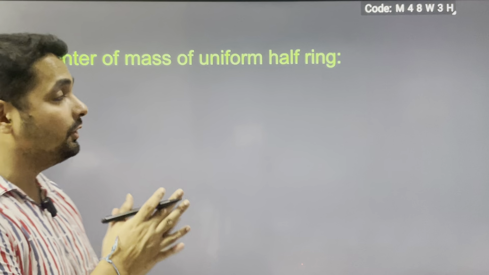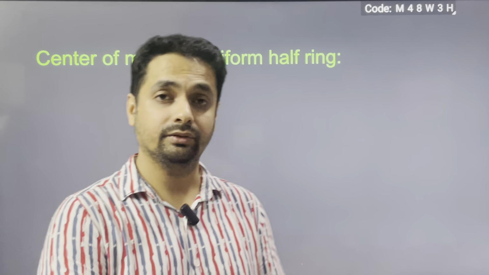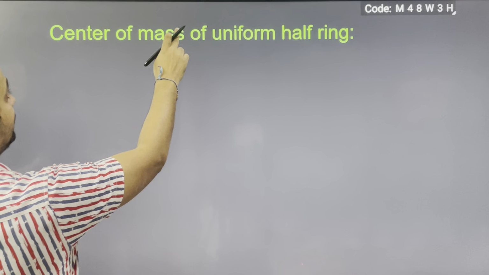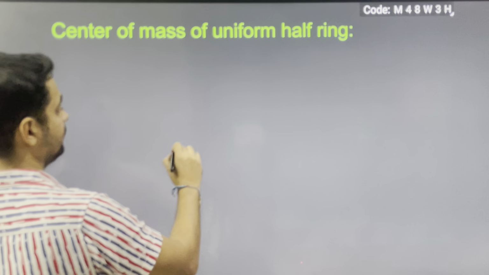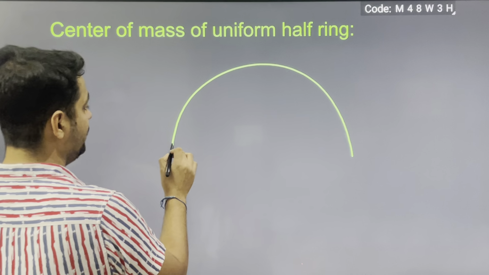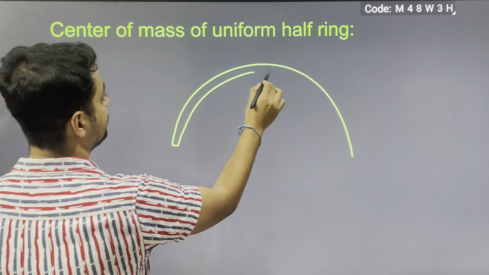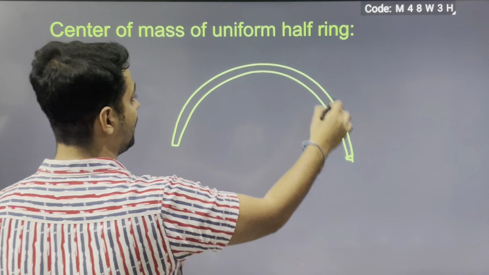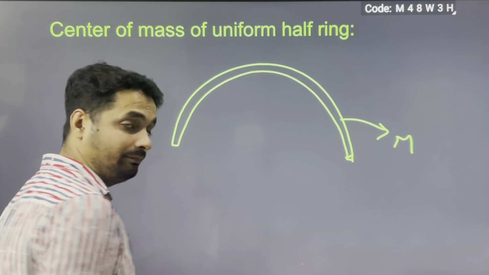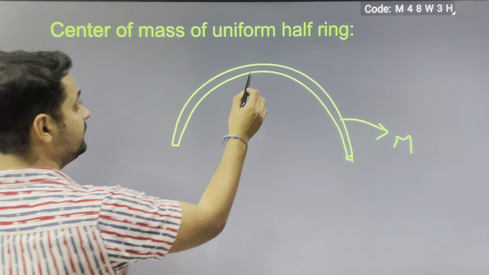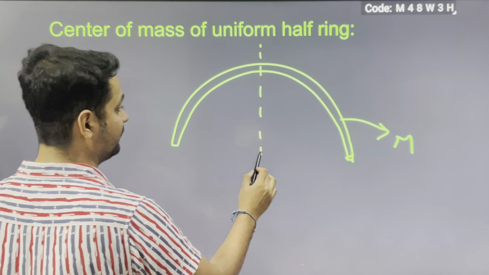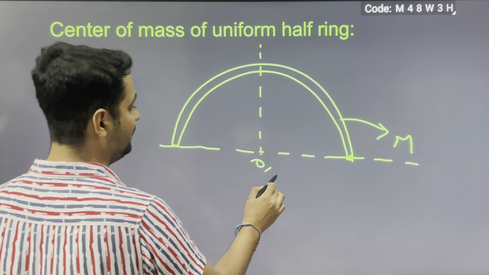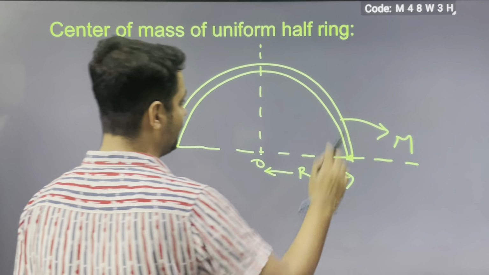Okay, so we have to find the center of mass of a uniform half ring. We will take one uniform half ring here. Let the total mass of this ring be m, and then we have to find its center of mass position from this origin point. Let the radius of the ring be r, total mass is m.